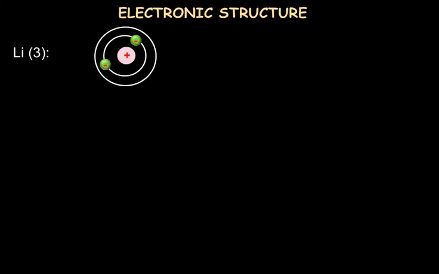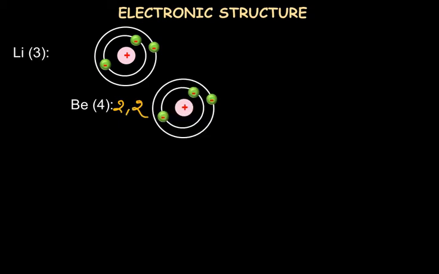So lithium has 3 electrons, with 2 electrons in the first shell and 1 electron in the second shell. Beryllium has 4 electrons. So again, as we know, the electronic structure is 2 and 2, and its diagrammatic structure has 2 in the first shell and then 2 electrons in the second shell. That is 1 more electron compared to lithium in the second shell.